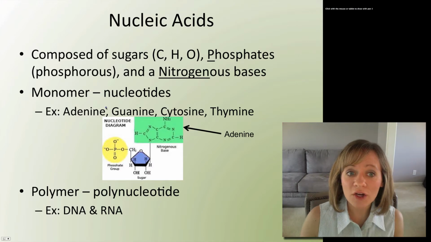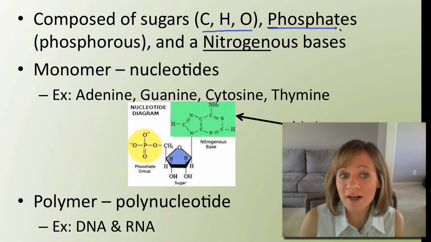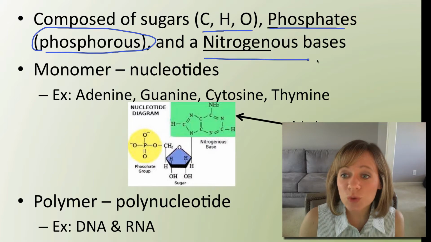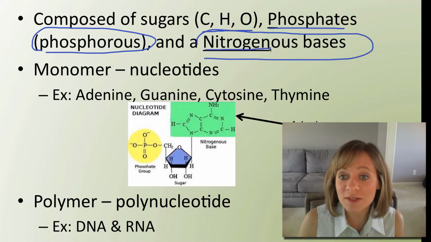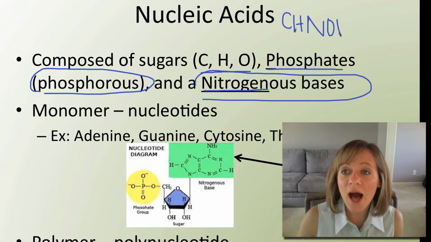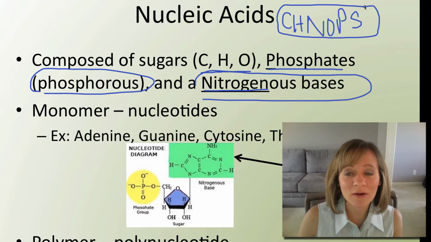Nucleic acids are composed of sugars, carbon, hydrogen, and oxygen, remember, from carbohydrates. They're also composed of phosphates, so phosphorus is an important element for that, and nitrogenous bases, so nitrogen is an important atom for that. And remember, way back in video 1, we talked about those 6 really important elements, CHNOPS, and so we're always going to see these in macromolecules because these are the 6 most important elements in living systems.